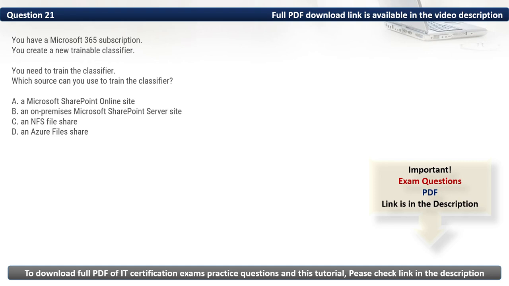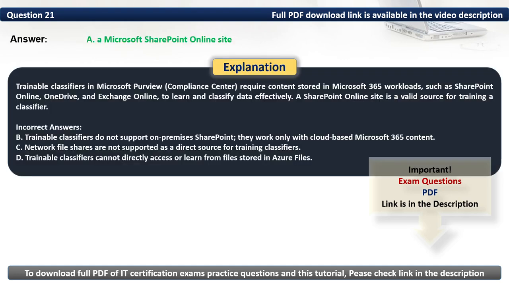As such, the source that we can use to train the classifier is a Microsoft SharePoint Online site. Thus, the correct option is A. Trainable classifiers in Microsoft Purview require content stored in Microsoft 365 workloads such as SharePoint Online, OneDrive, and Exchange Online to learn and classify data effectively. A SharePoint Online site is a valid source for training a classifier.